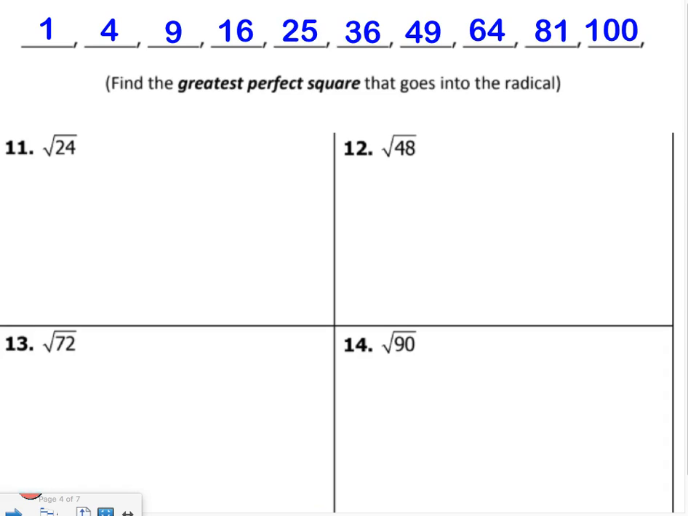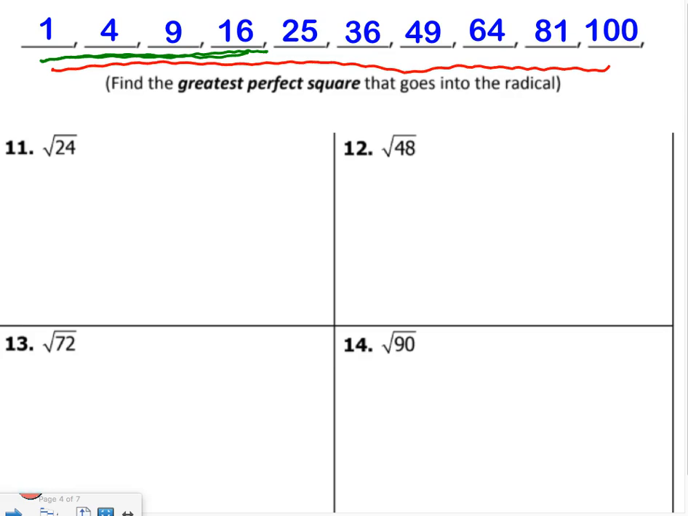So we first need to figure out of these numbers up here, our perfect square list, what is the biggest one that evenly goes into 24? Because I want to break 24 down into whole numbers that will help me reduce it. If you have no idea where to start, it's literally just guess and check. So 24, well, I know I'm looking for numbers that are less than 24, because 25 doesn't go into 24.